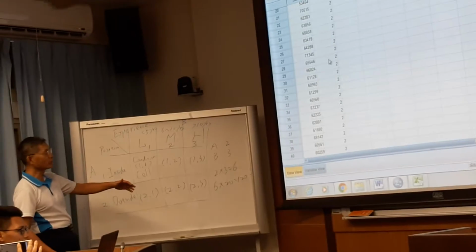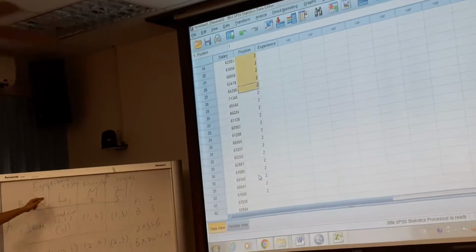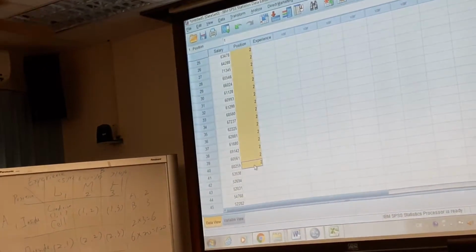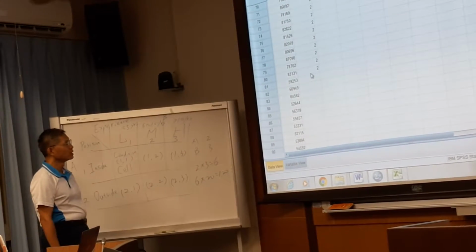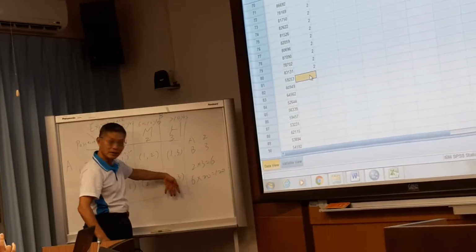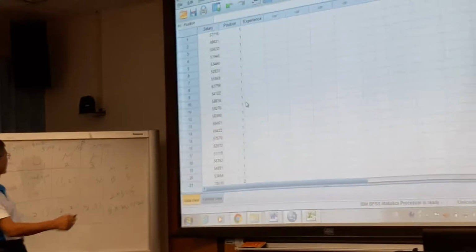Okay, the rest you don't need to type, you just copy. Copy the first 40 of the machine. It's the same. Paste. Then go to the 81 here. Copy, paste.